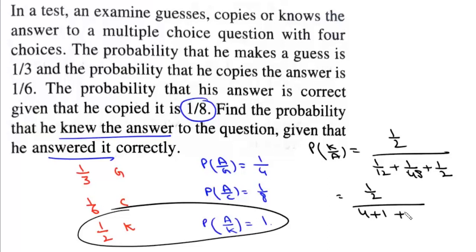This is 4 plus 1 plus 24 by 48. So it will be this 24 by 29, and that is the answer to this question.